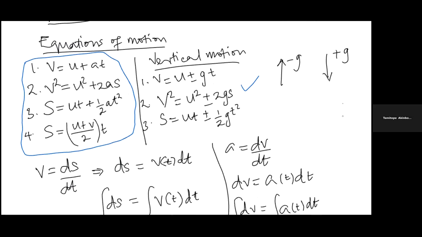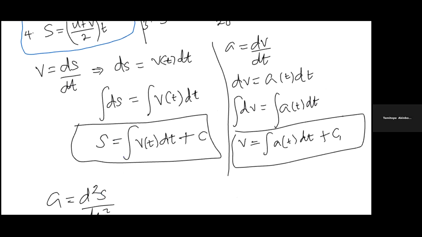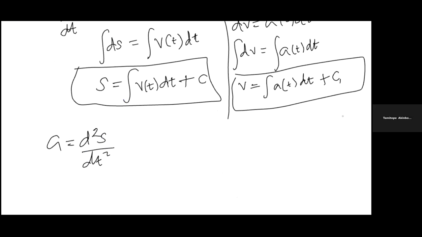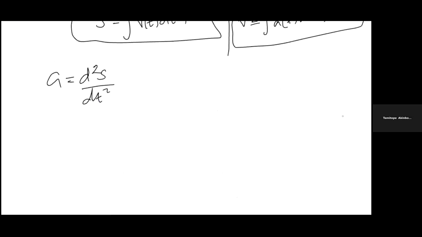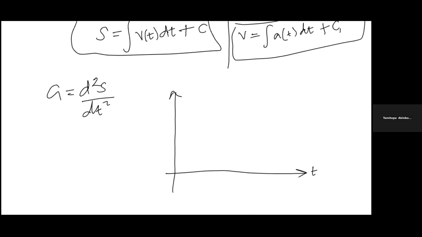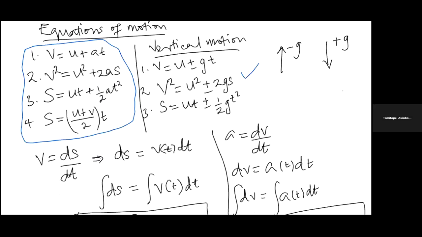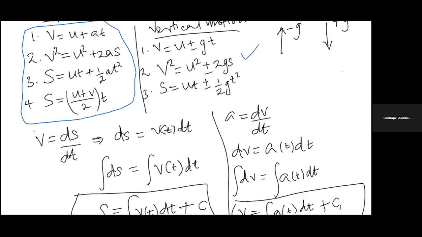And of course, you know that area under a velocity time graph will give you what? Distance. Will give you distance. It's obvious from this formula. Do you get that now?